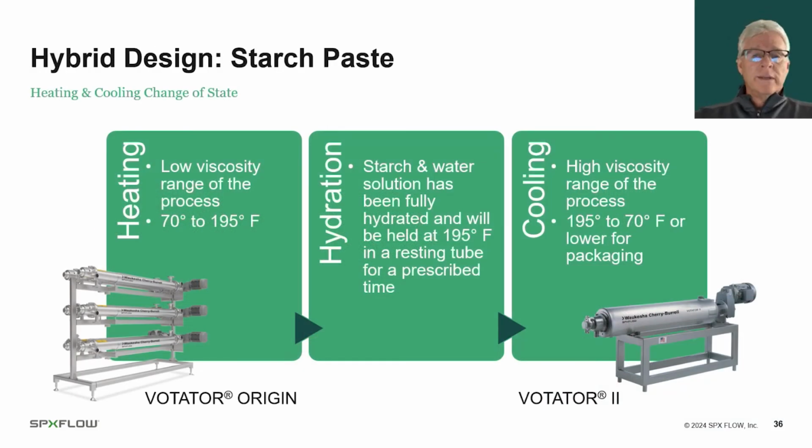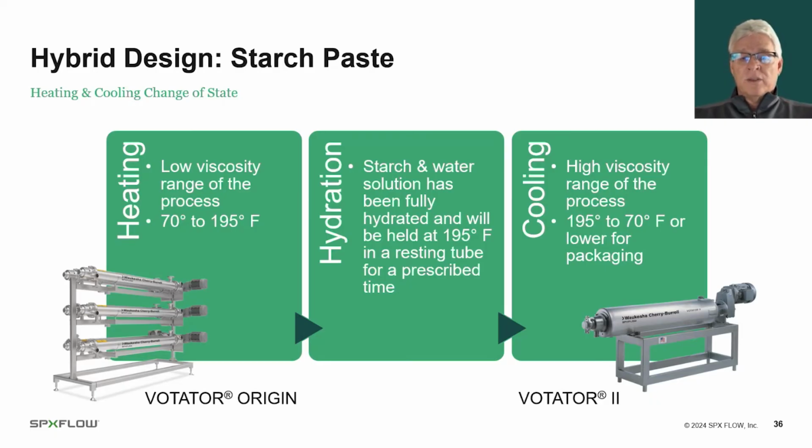So we talked a little bit about this for a couple of applications, and I just wanted to share with you quickly on the starch paste side, where we are using origin on the heating end. This is that low viscosity range where we're hydrating the starch, getting building viscosity. We're up around that 200 mark where I talked about the starch and the water really get fully hydrated. But even so, at 200, it's going to be a lower viscosity, right? So there's not as much to worry about.